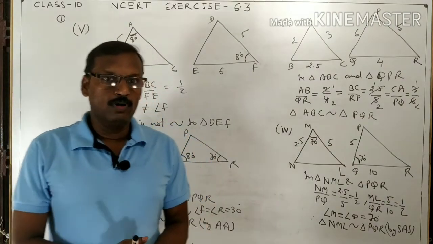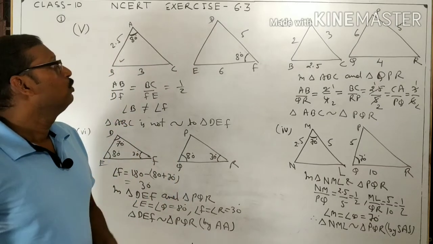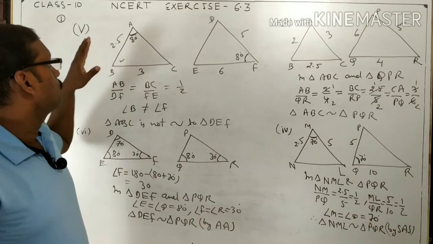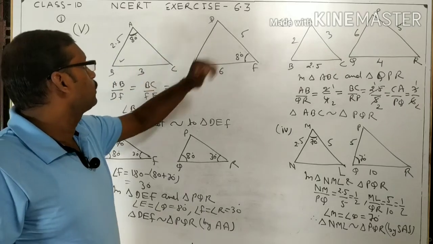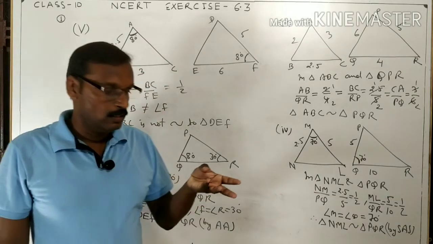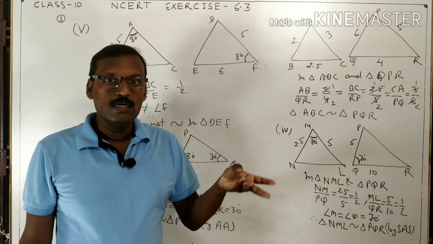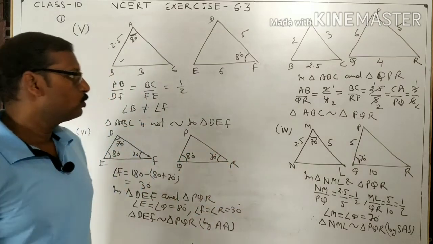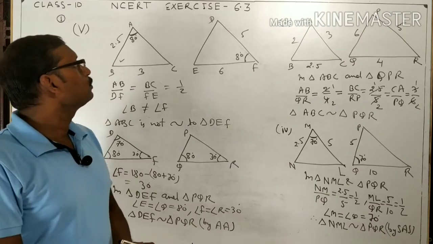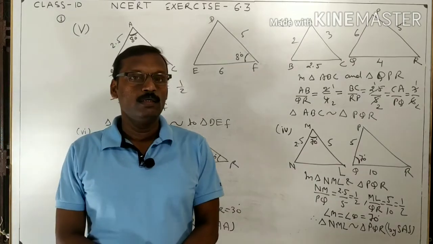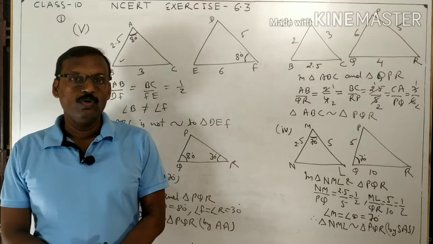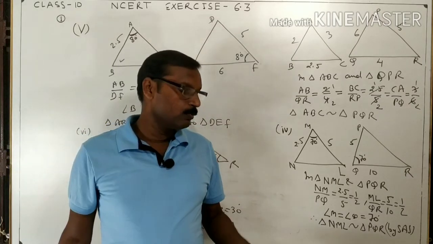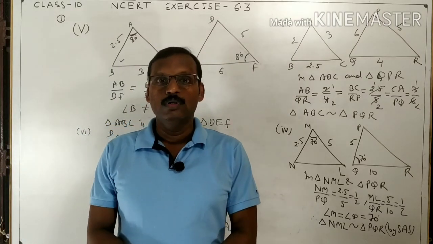I hope all of you understand how we can show one triangle similar to another triangle by the criteria AAA, side side side and side angle side. So this is all for today. In my next video we are going to solve the next question.